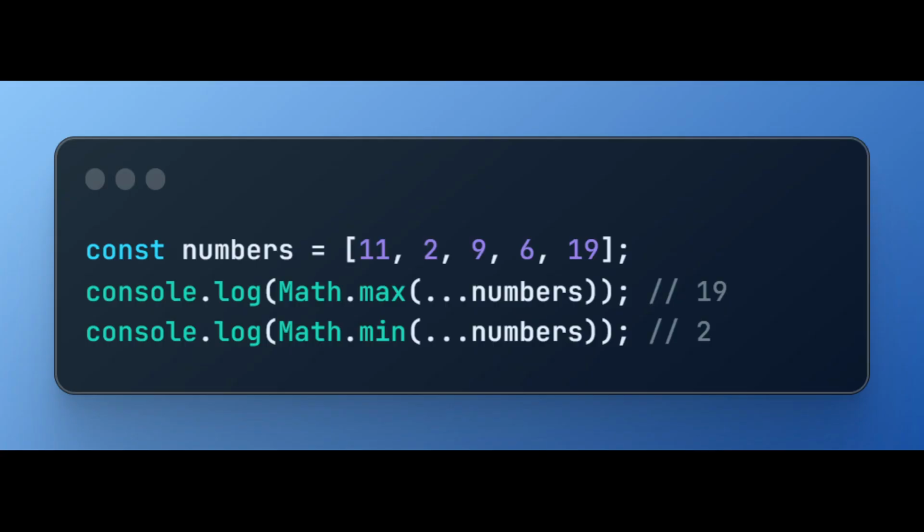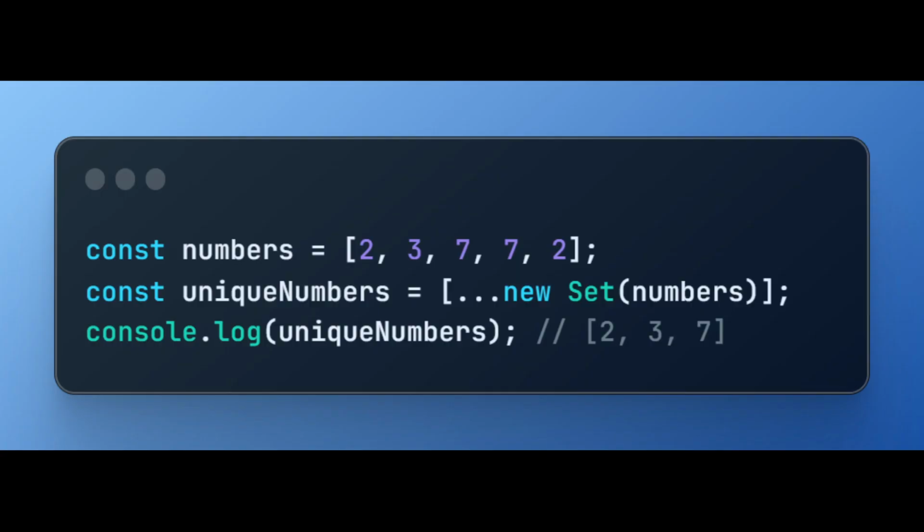To find the largest and smallest number in an array using JavaScript, you can use the following one-liner. This code uses the spread operator to pass each value in the array as an argument to the Math.max and Math.min methods. These methods in turn return the largest and the smallest numbers in the array respectively.